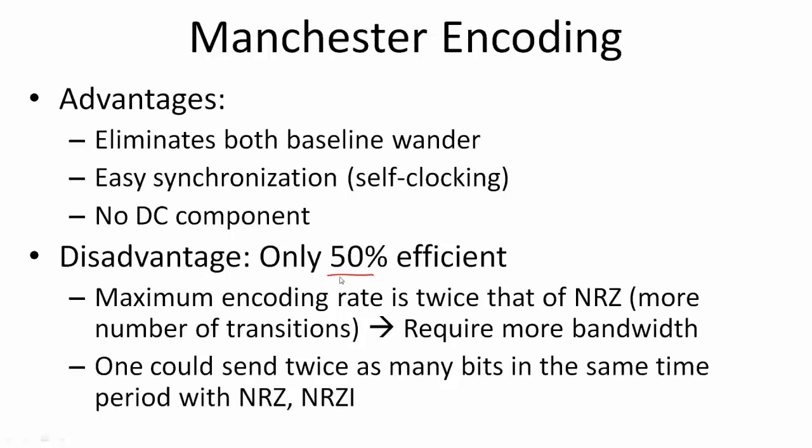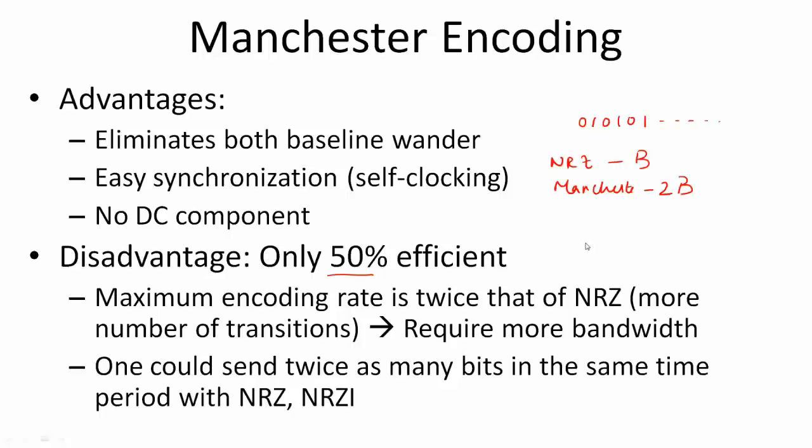Suppose you were to send this particular bit sequence. In NRZ, if you are occupying a bandwidth B, in Manchester, how much bandwidth do you think it will occupy? Because you have twice as many transitions, you will occupy a bandwidth 2B. So this is the worst case scenario, but in general, because the number of transitions are more in Manchester, you tend to occupy more bandwidth.